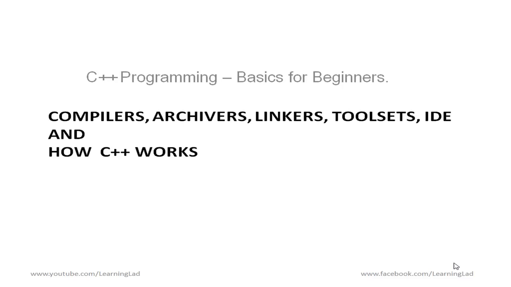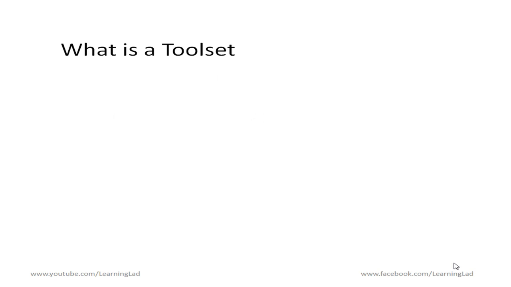So in this tutorial we're gonna see some basic terms and the software used in the development of C++: the compilers, archivers, linkers, toolsets, IDEs, and also we're gonna see how C++ works, or what is the process to get an executable or an exe file from a C++ source file. Okay, let's begin. So first we're gonna see what is a toolset.